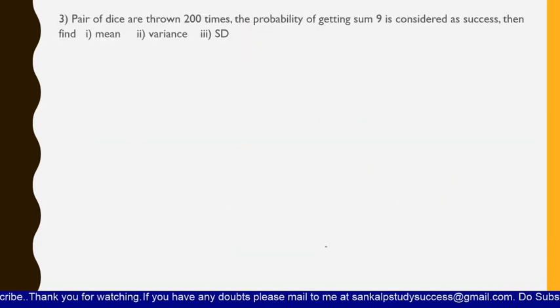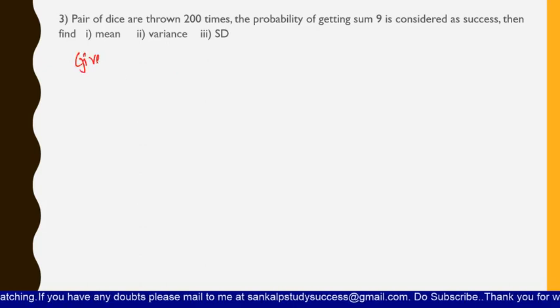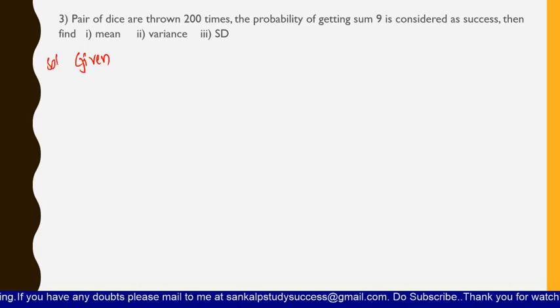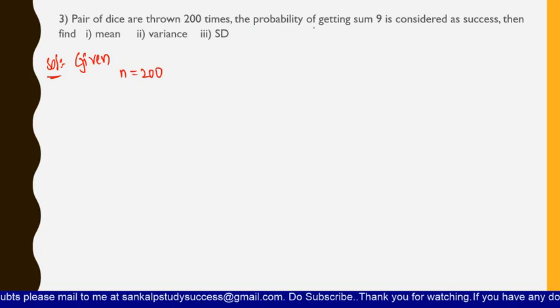So now let us see the third question. It is nothing but a pair of dice are thrown 200 times. So that means what here? What is given? That is the solution. Writing the given part is also very important. So here n equals 200, right? So now the probability of getting sum 9 is considered as success.